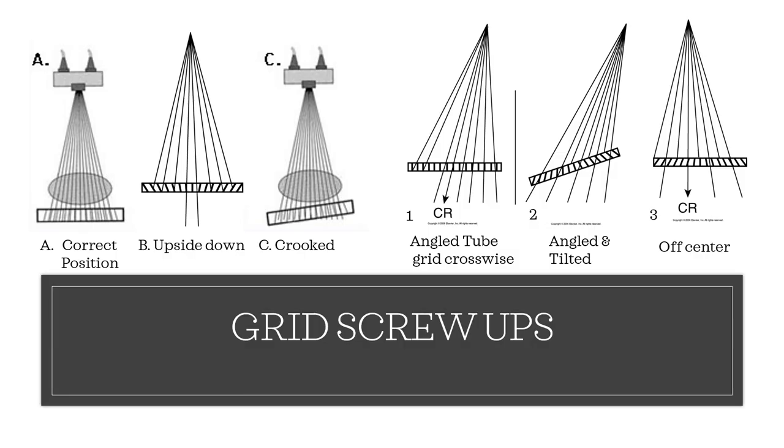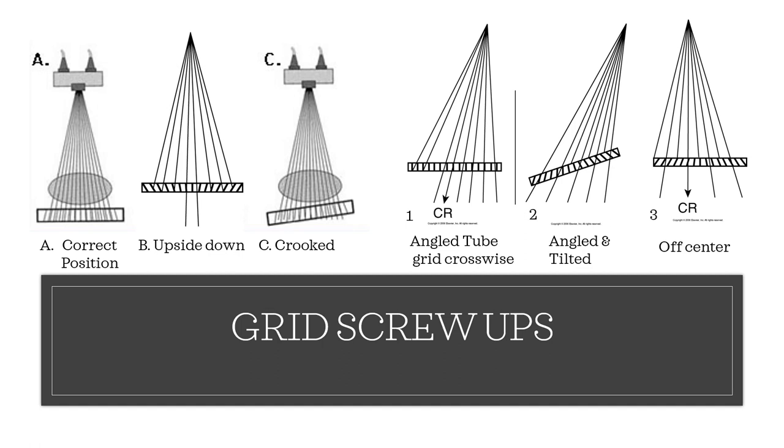Grid screw-ups. A is actually the correct positioning of your tube, grid, and patient. The rest are the grid screw-ups. So this is how you get grid lines if you have them positioned with any of these. So B, the grid is upside down. C, the grid is angled, it's crooked.